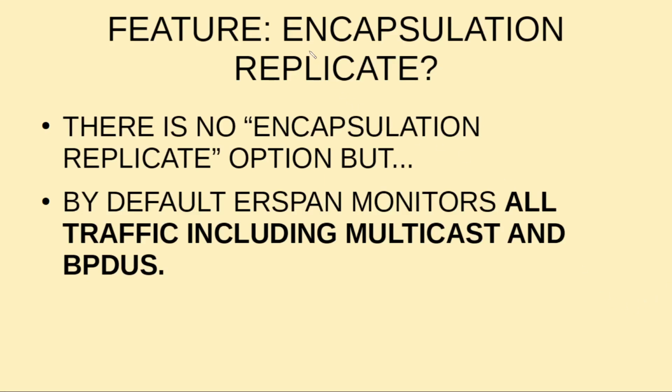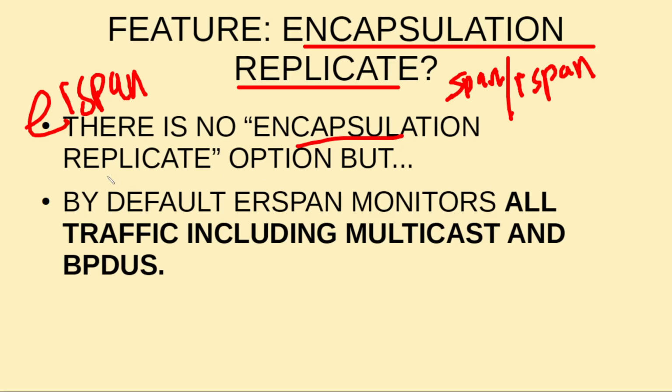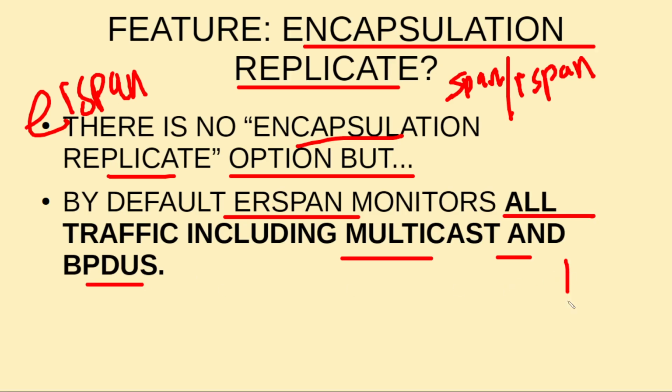So how about the encapsulation replicate feature that we had with SPAN and RSPAN? For ERSPAN, there is actually not an explicit encapsulation replicate option, but we can say that by default it is enabled because ERSPAN is going to monitor everything. It's going to include multicast traffic, BPDUs, so we can say that it is enabled by default even though it is not explicitly available when configuring ERSPAN.